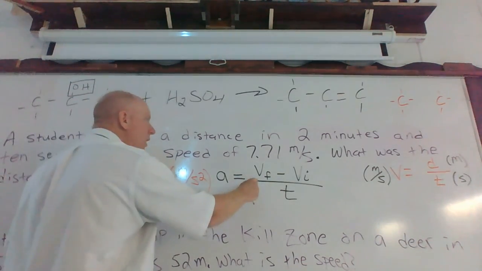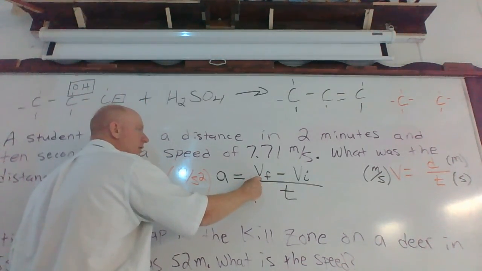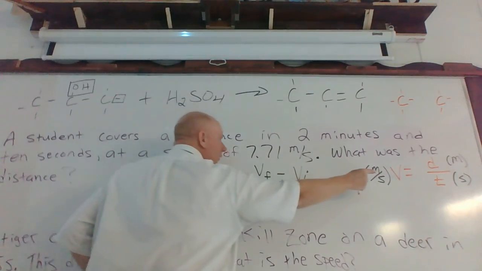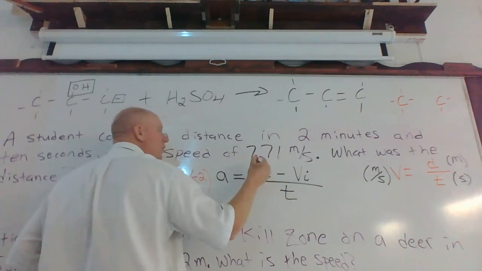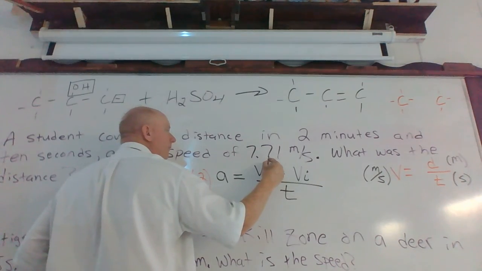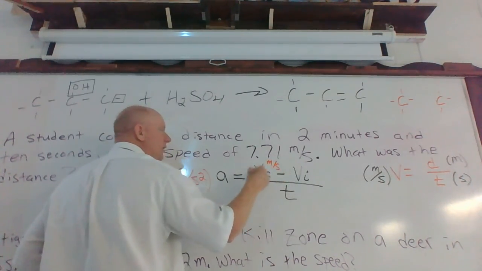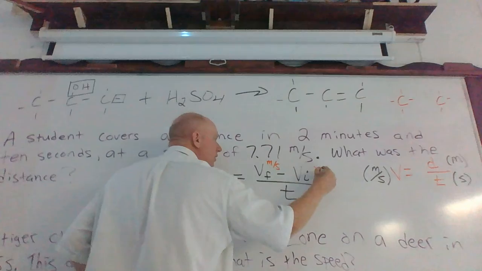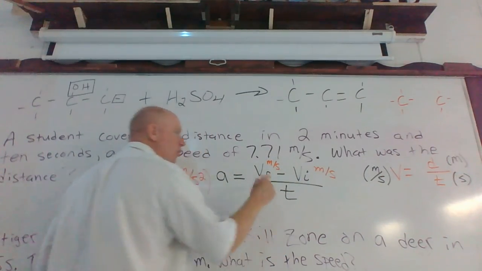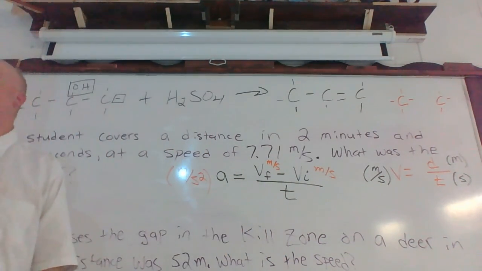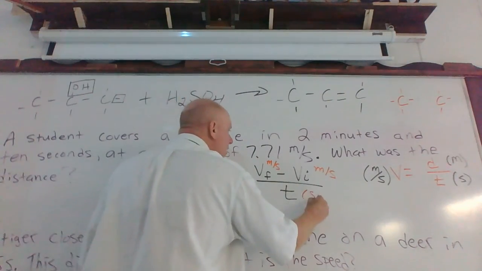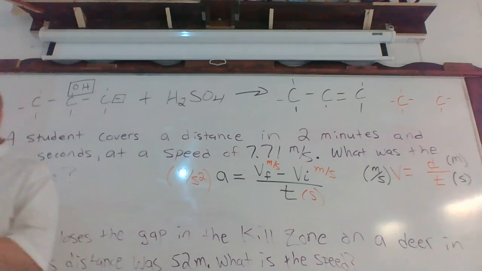We already know, how do we label velocities? So it's what over what? Meters per second. And how do we label time? Seconds. Okay?